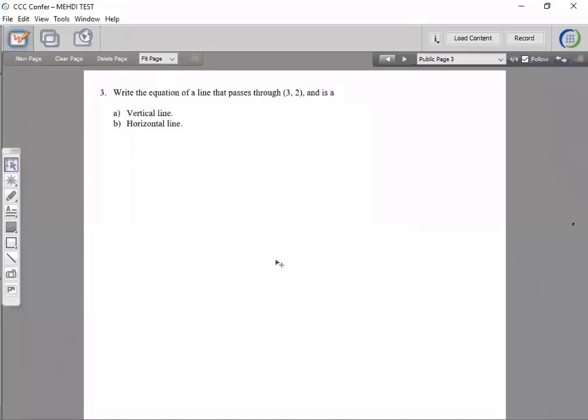All right, we want to write the equation of the line that's passing through point (3, 2) and is a vertical line, and part B is a horizontal line. If the line is vertical or horizontal, you can write the equation of that just by looking at the graph. So let's go ahead and graph this. What does that look like?